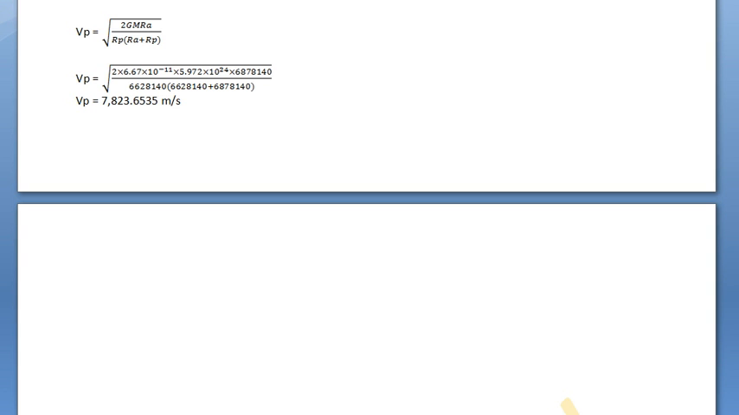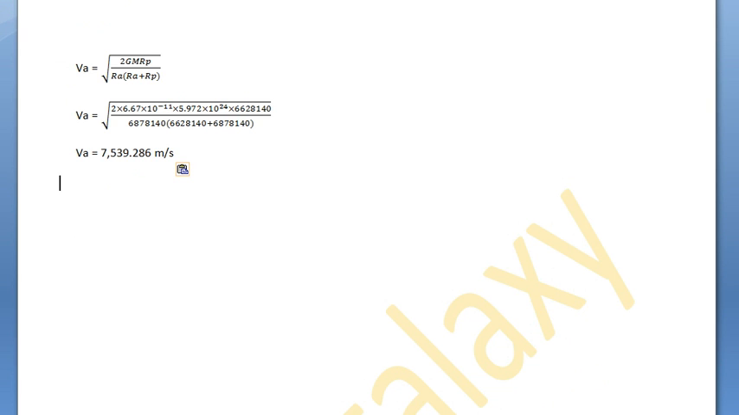Similarly, we are going to calculate the velocity at apogee. So the velocity at apogee is given by Va = √(2GM·Rp / (Ra(Ra + Rp))). Again, here Ra and Rp are the radius at apogee and radius at perigee. So substituting the values for GM, Rp and Ra, we get the velocity at apogee, which equals 7539.286 meters per second. So this is our final answer. Now let's move to the next problem.